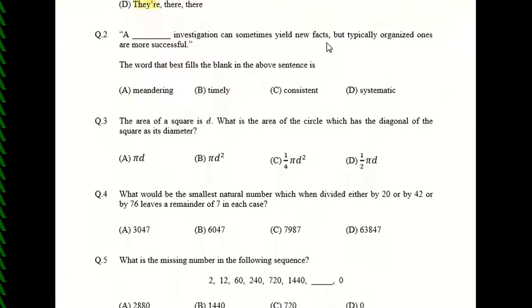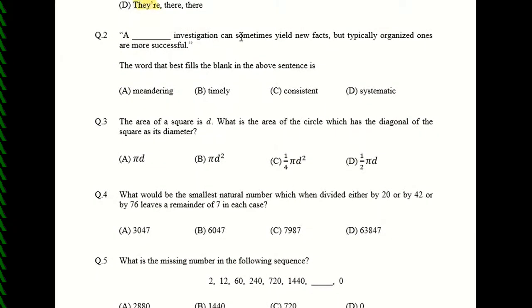So the second question: a dash investigation can sometimes yield new facts, but typically organized ones are more successful. Here we should not go for the answer as organized, because organized is used after 'but'. So we have to go for something other than organized. This is one thing you understand after reading this.